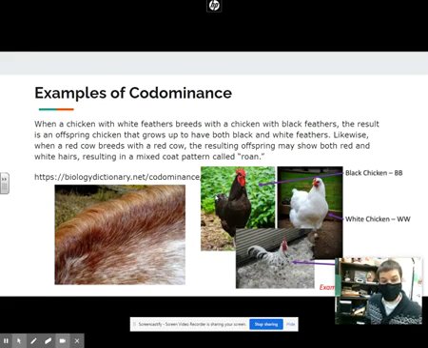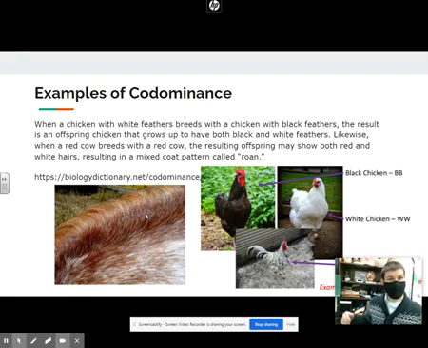Okay, so this happens a lot in livestock. Chickens. We can have a chicken that has big B, big B. We can have a chicken that has big W, big W. Big B would be an all black phenotype. Big W is an all white phenotype. But if we have big B, big W, we're going to express both black and white as part of this. So we wind up with a speckled black and white chicken here. So codominant, both traits are displayed.